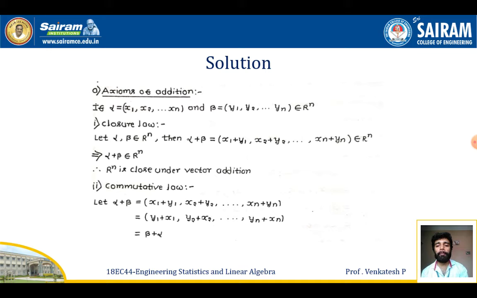Second one is the commutative law. Here we must show that α + β must be equal to β + α. So I am adding α + β, and I will be getting (x1 + y1, x2 + y2, ..., xn + yn). I am interchanging the elements here, so I will be getting (y1 + x1, y2 + x2, ..., yn + xn), which is nothing but β + α. So the condition α + β = β + α, I got it. This is the main condition for the commutative law. Hence I can say that the commutative law is satisfied with respect to vector addition.